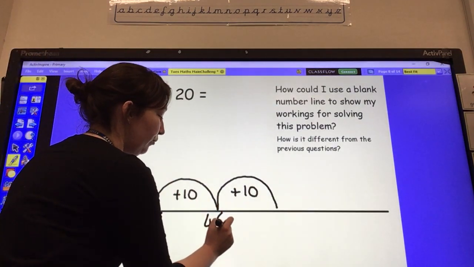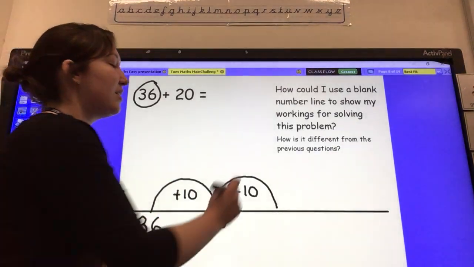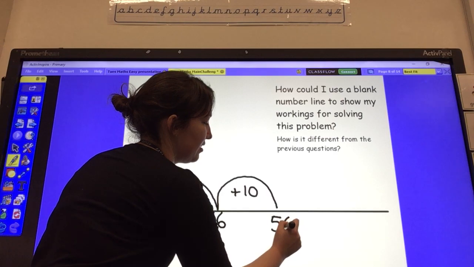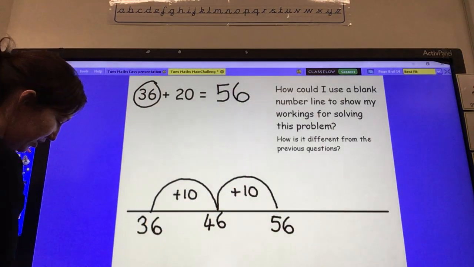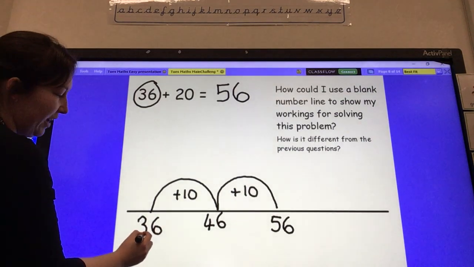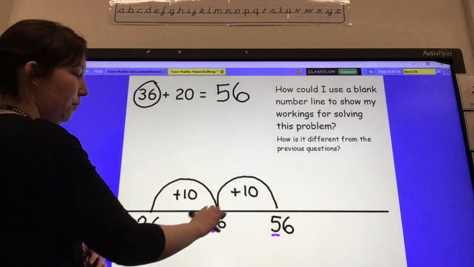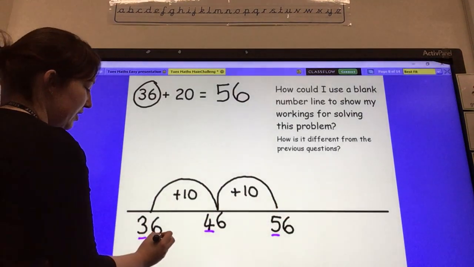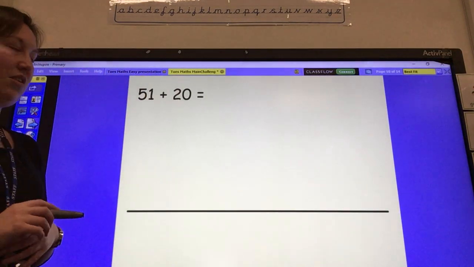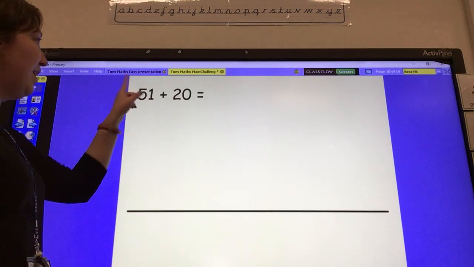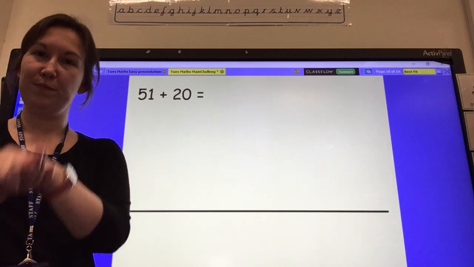So well done if you managed to answer that one at home. 36, 46, 56. So the answer is 56. Notice how the pattern here continues. Those 10s digits go up by 1 each time, and notice our 1s have stayed the same. Right, this time 51 add 20. So pause your video here and have a go at working out yourself.